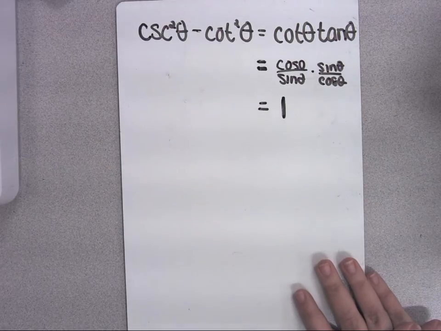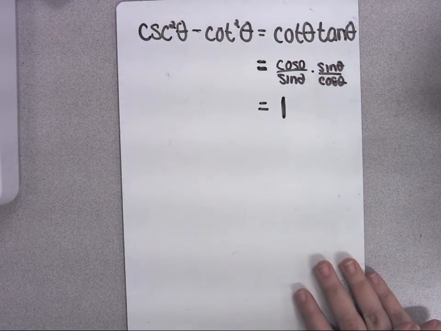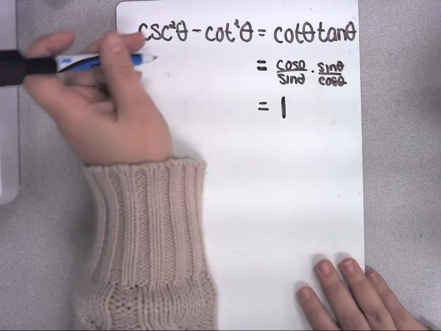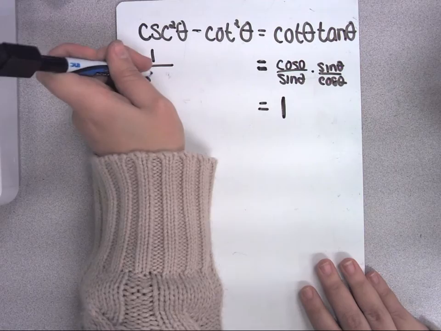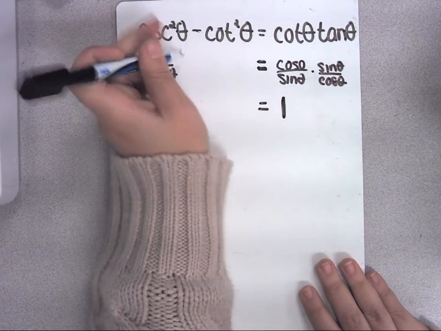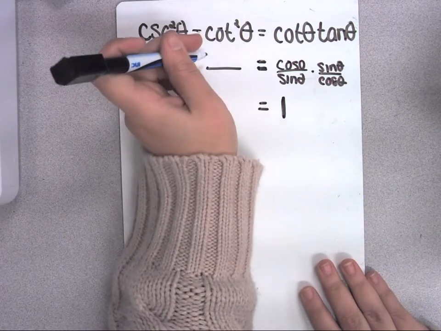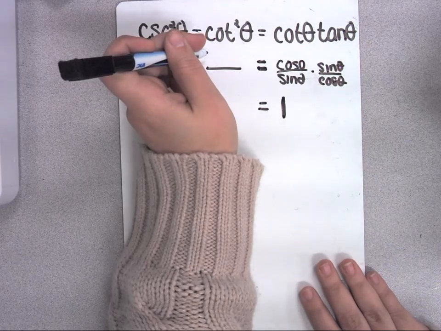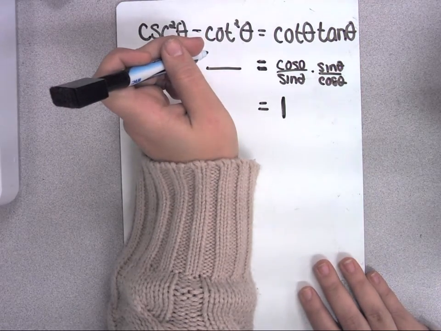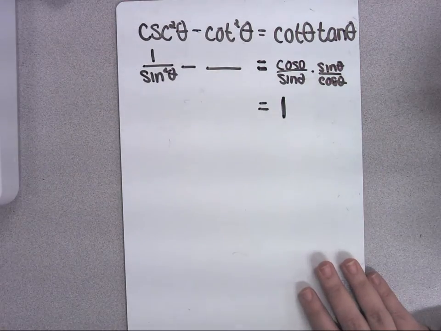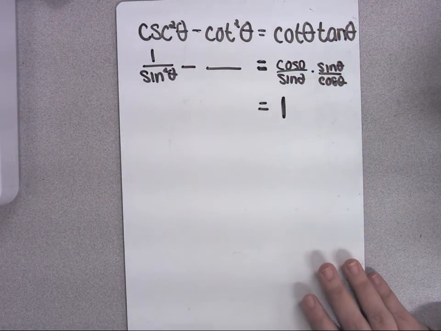Now let's rewrite the left side. What form do you want to put cosecant and cotangent in? 1 over sine squared of theta minus. Oh, hold on. He knows the answer. What? Yes.